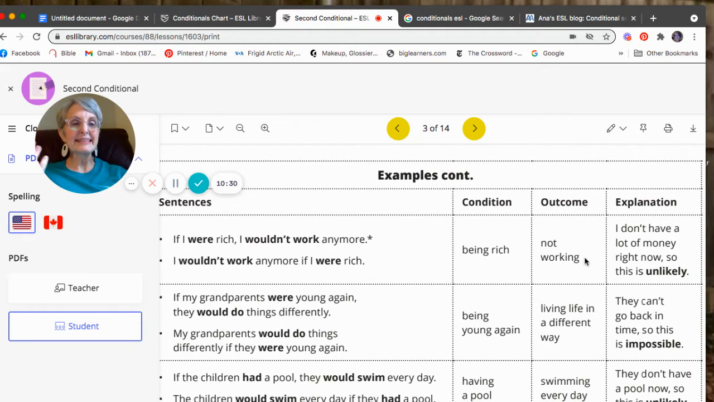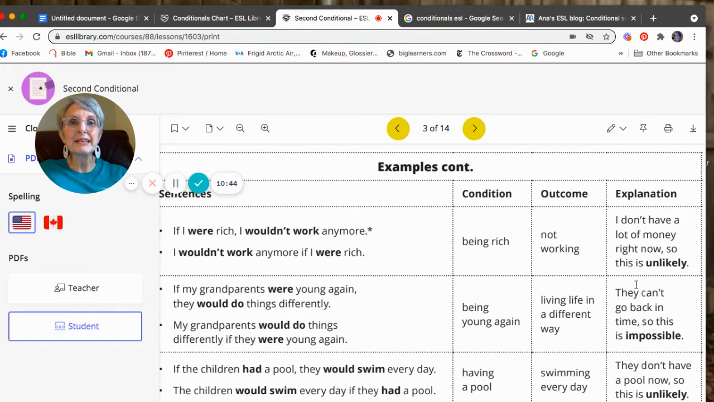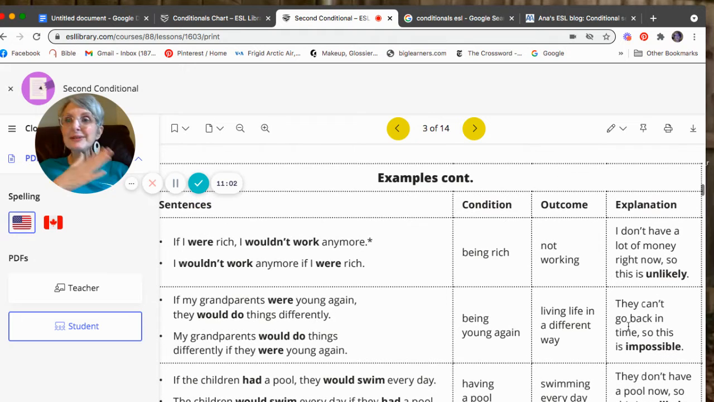All right, so here is their explanation. I don't have a lot of money right now. So right now, I'm having to work, right? So it's unlikely that I'm going to become rich because I don't have a lot of money right now. Right now I need to work. But if I were rich, then I wouldn't work anymore. Actually, that is not true for me. I love to work. So I would still work because working with all of you is really a joy in my life.